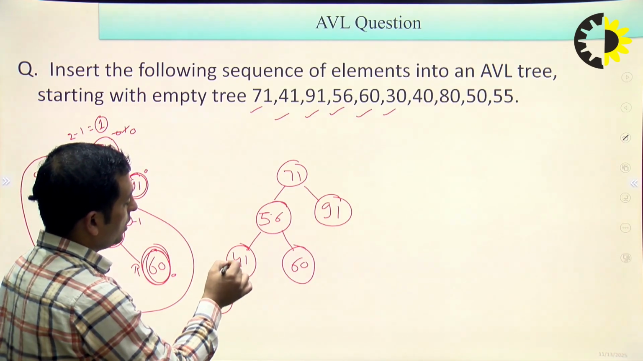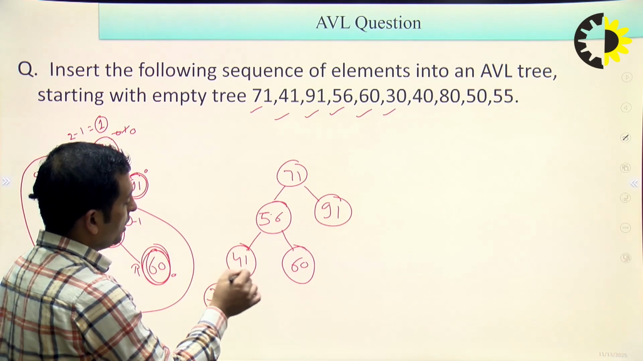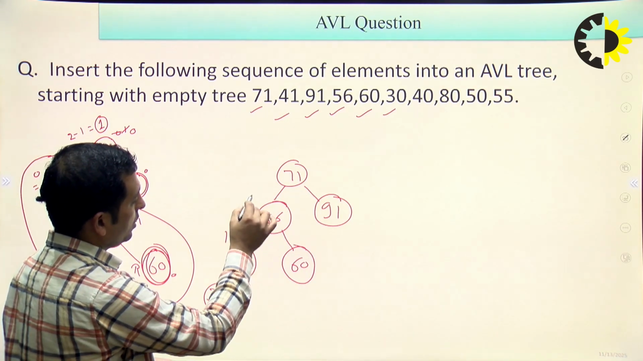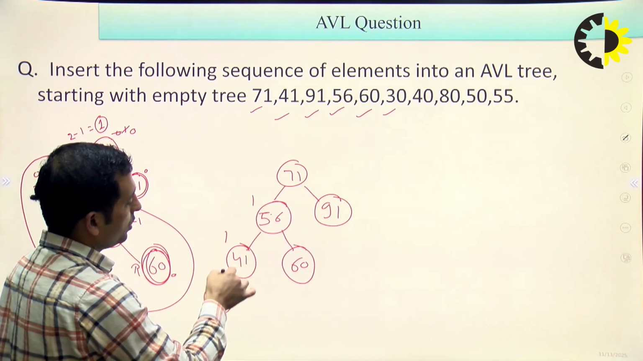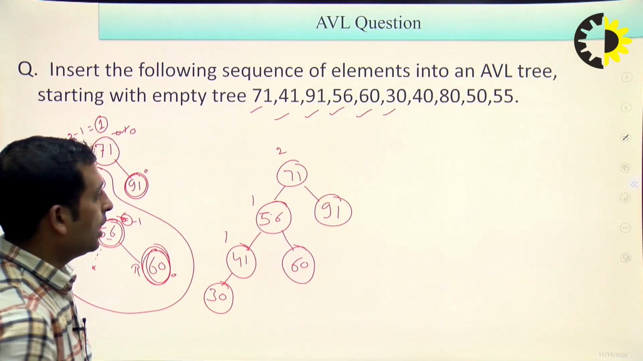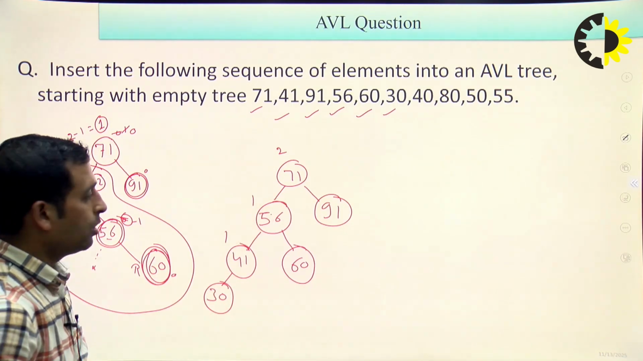Balance factor is 1 minus 0, that is 1. Balance factor of this is 2 minus 1, that is 1. Balance factor of 71: 1, 2, 3, 3 minus 1 is 2. So, our tree is now unbalanced at node number 71.